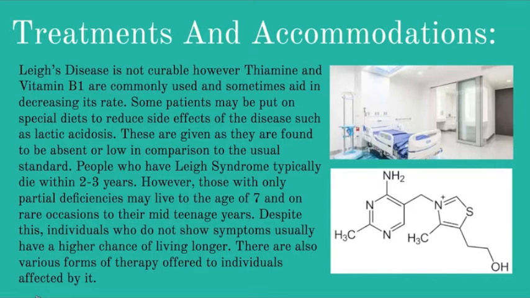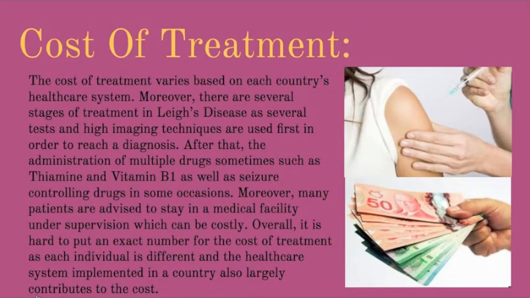Treatments and accommodation. There is no cure for this disease, and people do not heal from it either. However, many patients with this disease are deficient in vitamin B or thiamine, and thus the body is unable to fully utilize carbohydrates as energy. Since there is no cure and the disease affects ATP, which is vital for our survival, most patients have 2 to 3 years to live.